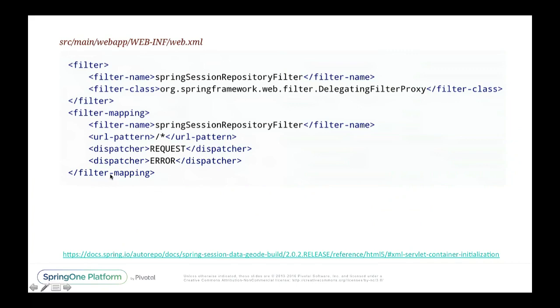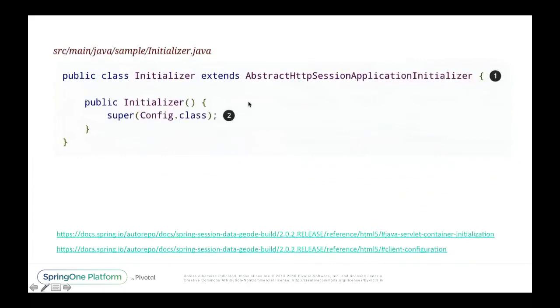Another way to do it, of course, is to create an initializer class. If you're not using XML and you're using Java config, Spring Session provides this abstract HTTP session application initializer, which uses the Servlet 3.0 API to register that filter programmatically. And all you have to plug in is your config class, and this config class would be your provider implementation configuration.